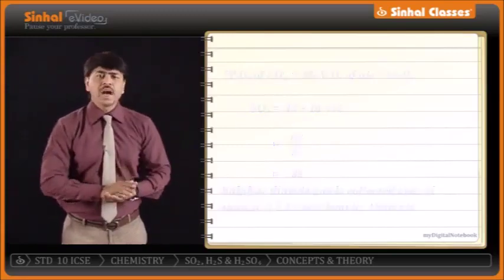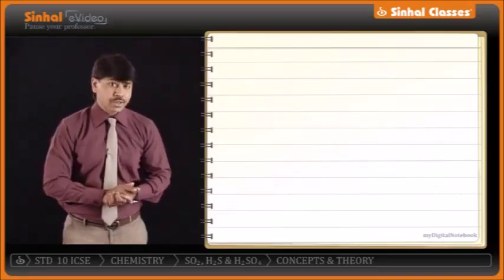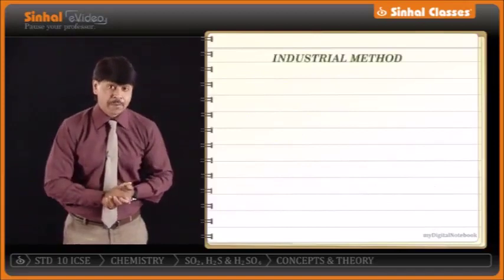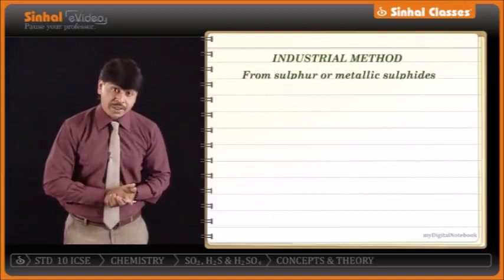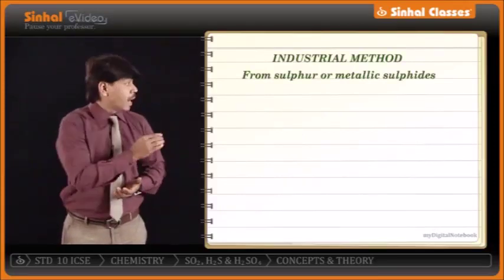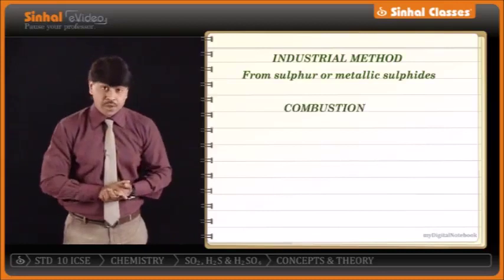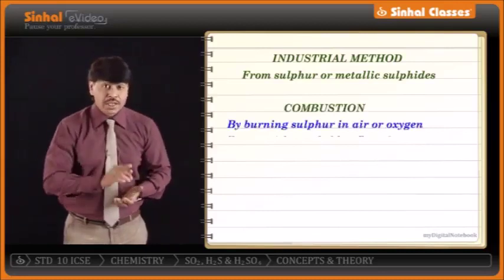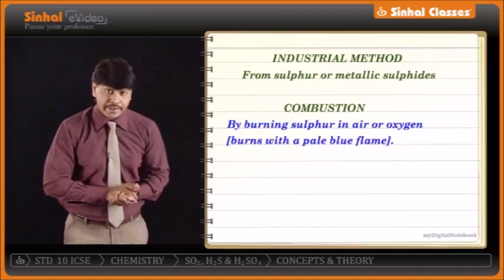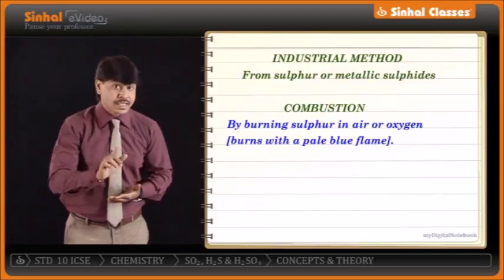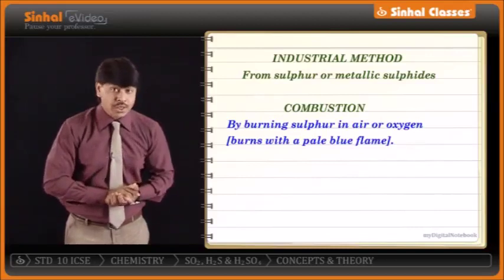Now let's see how we can prepare sulfur dioxide on a larger scale, that is, the industrial method. In the industrial method, we have two ways of preparing it. One, by going for direct combustion. Sulfur is burned in excess of oxygen, giving us sulfur dioxide. But some impurities are formed, that is the formation of SO3, which acts as an impurity.